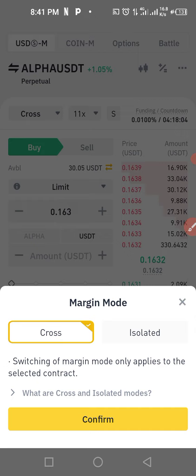it means that you are trading with all your fund. Now, get this right. You are trading with all your fund indirectly, but in isolated, you are trading with part of your fund.